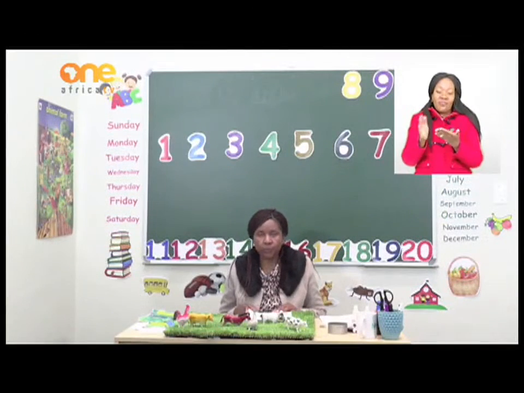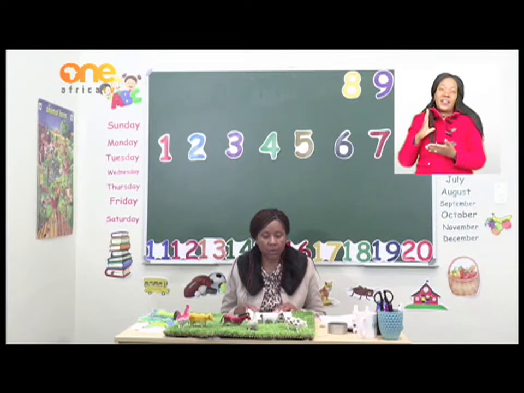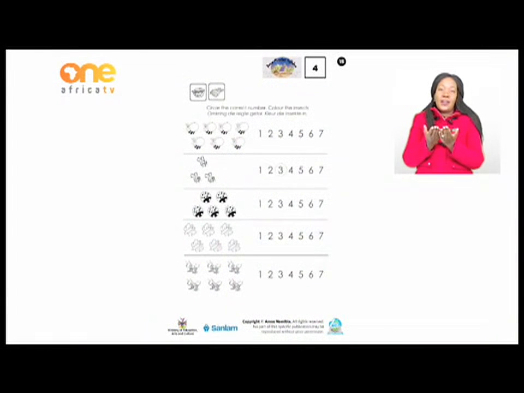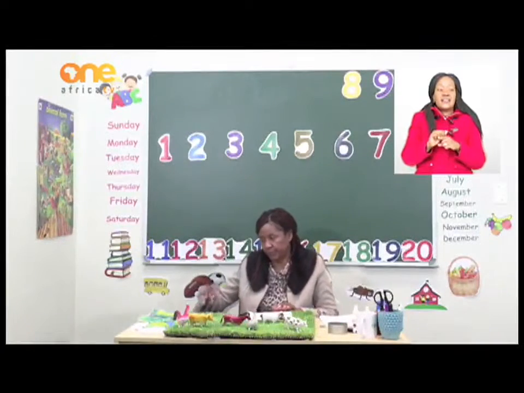Let's turn to page 15 of our booklet. The instruction on page 15 says, circle the correct number, color the insects. But before we do that, let's go to the board and learn how to count up to number 7 once more.